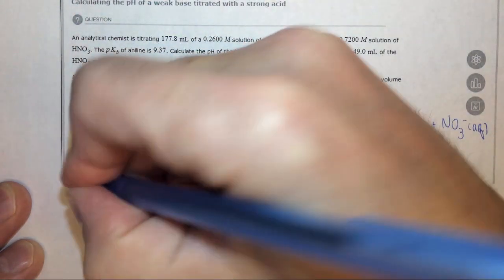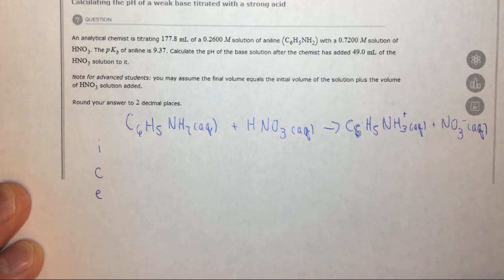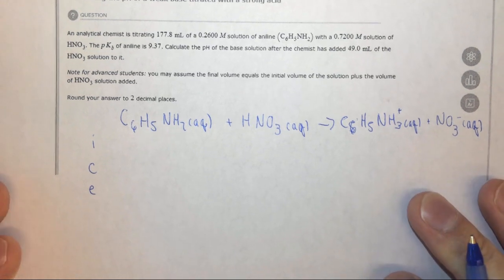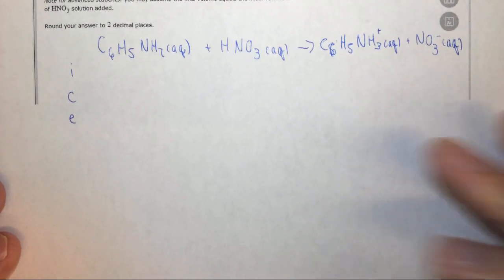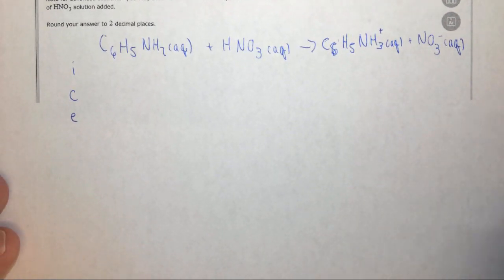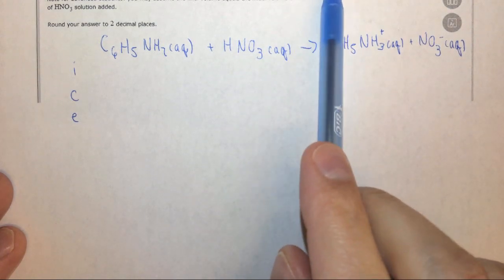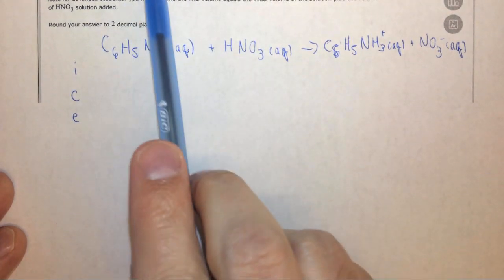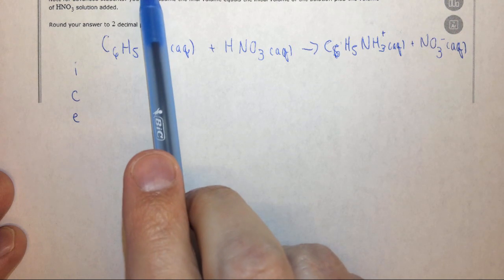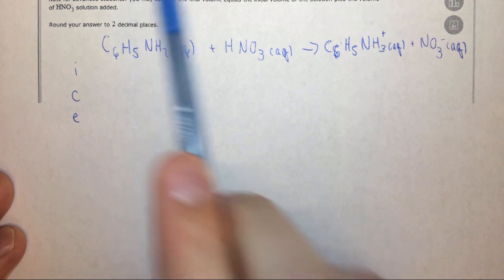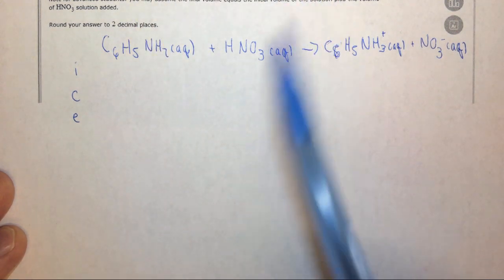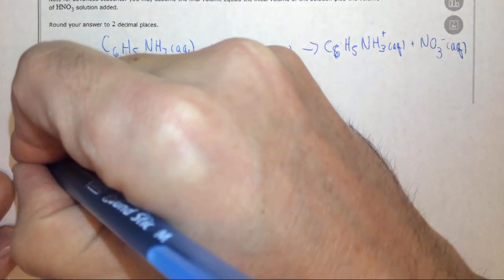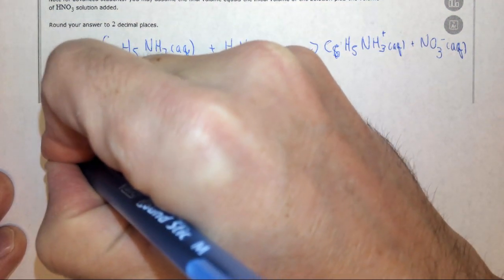And what we can think about is an ice table where we have initial, change, and equilibrium, if you will, concentrations of these different things. The problem is we are given concentrations, however, we're given them in the original solution, not in the final solution, where we added 178 milliliters and 49 milliliters.